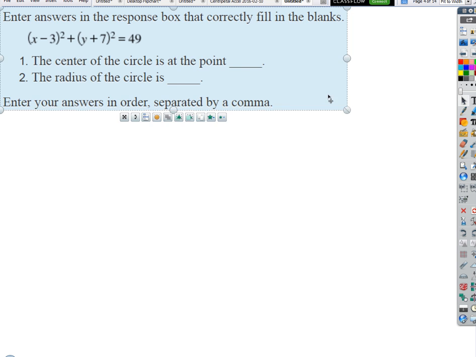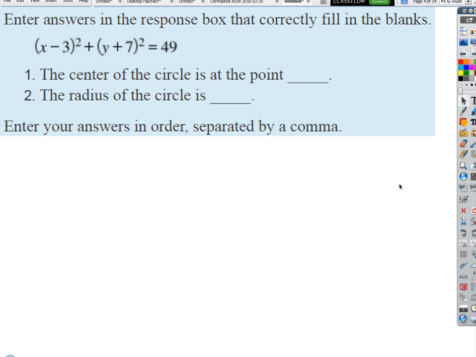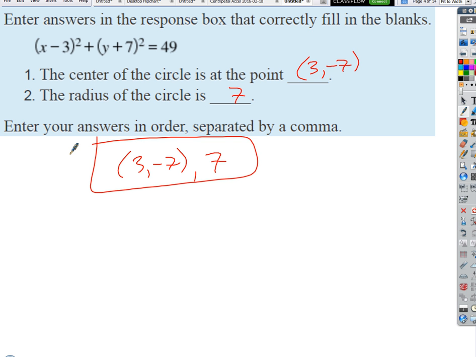All right, next one. Piece of cake. By inspection, you can see the answers right now. What are the coordinates of the center? -3, 7. Hold on. 3 and -7. There you go. Okay, there's the center. And then the radius? 7. There you go. And so Moodle wants those separated by comma. So in Moodle, I would just write the ordered pair, comma, 7. That's what I would input. Okay?